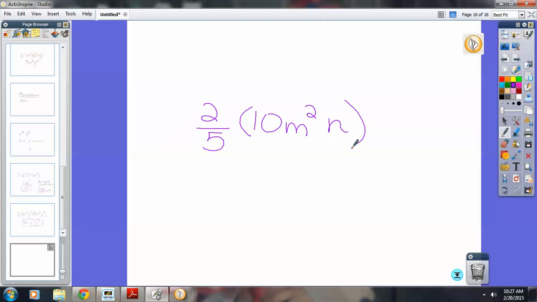Can you multiply a fraction times an integer? Can you take 2/5 times 10? Well, what's 2 times 10? 20. What's 20 divided by 5? 4. Is there anything else I can do with my variables for this one? Would that matter?